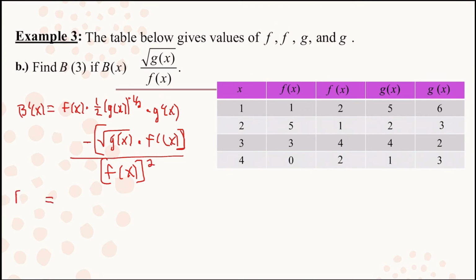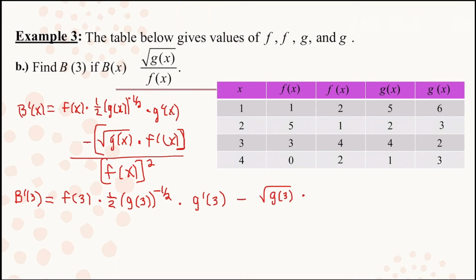So now we have b prime of 3. So you have f of 3 times 1/2 g of 3 to the negative 1/2 times g prime of 3 minus the square root of g of 3 times f prime of 3 all over f of 3 squared.